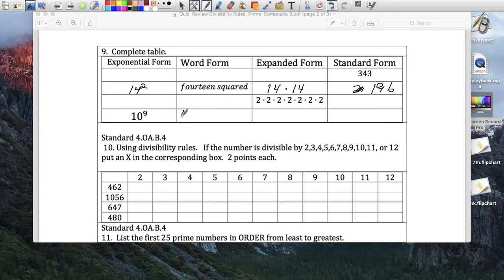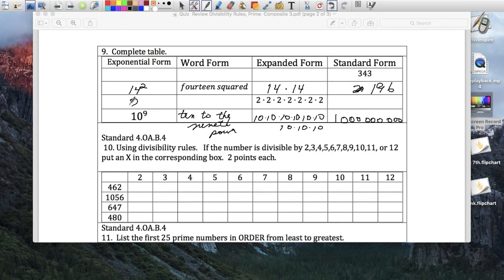10 to the 9th power, and I'm going to write 10 times 10, 9 times. And we know the little trick with 10. It needs to have 9 zeros. 1, 2, 3, 4, 5, 6, 7, 8, 9. Done.